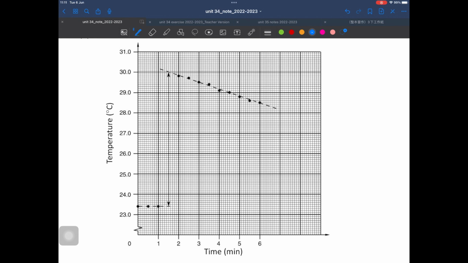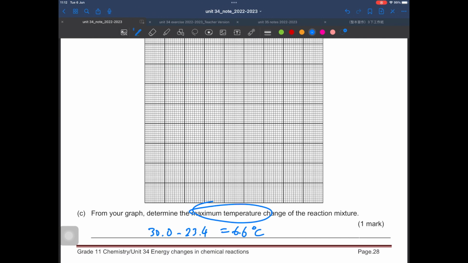So you can see the experiment starts at 1.5 minutes, and you need to not only put the correct graph, but also do the extrapolation work. The final temperature or the maximum temperature is about 30 degrees Celsius. Then the maximum temperature change is 6.6 degrees Celsius.